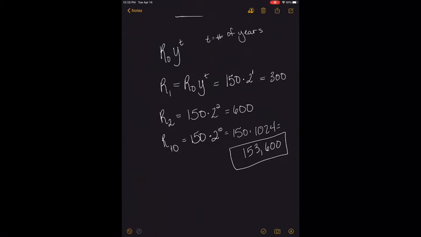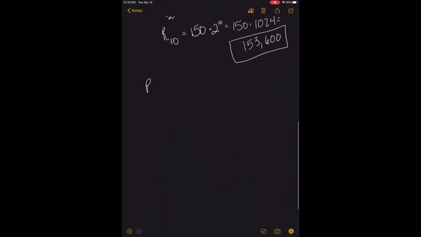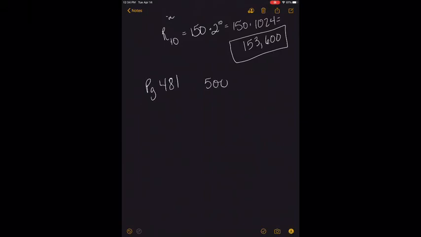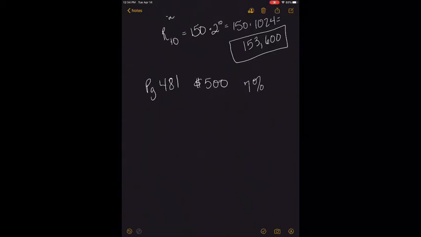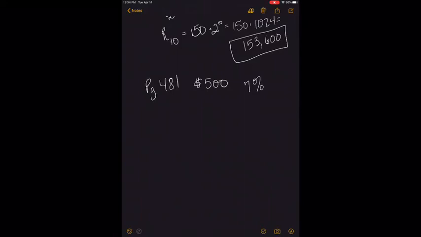So the next example, okay, example 114.2 is about bacteria, and that would be a good one to look at. But the other one I have in your notes is on page 481. It's about James deposited a $500 check at 7% interest compounded annually. How much money did he have after 14 years, and how much interest did he earn?